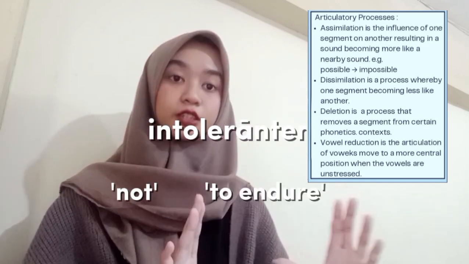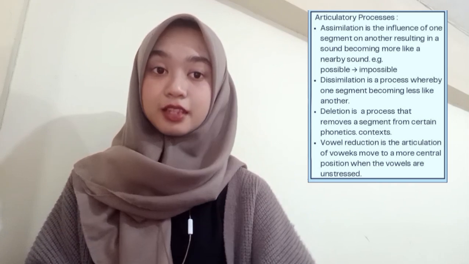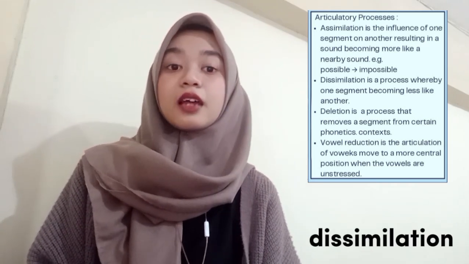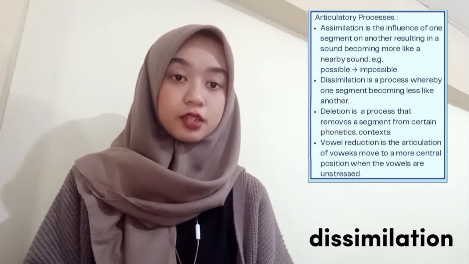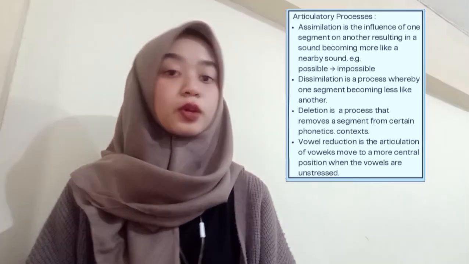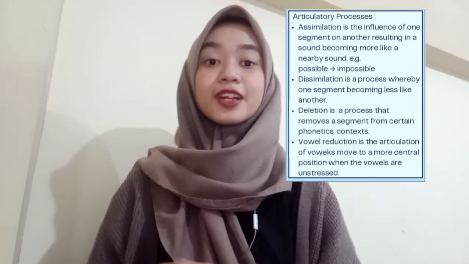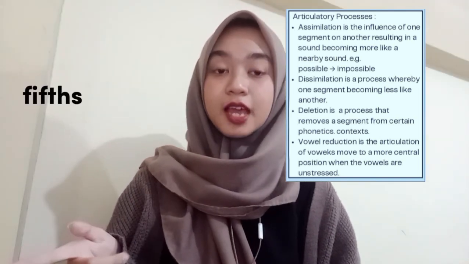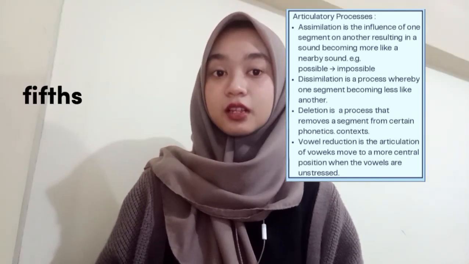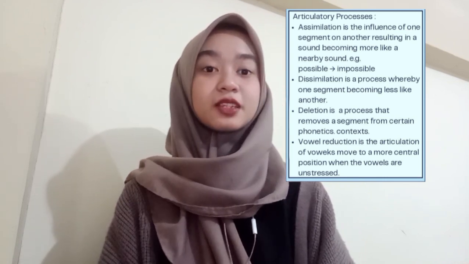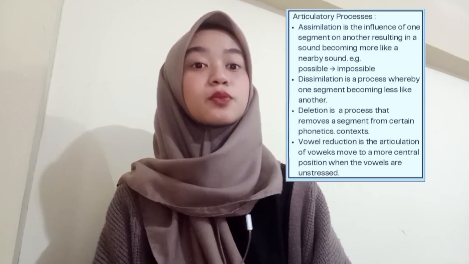The word intolerant originates from the Latin word which means not to injure. Then the second one is dissimilation, where two sounds become less alike in articulatory or acoustic terms. The resulting sequence of sounds is easier to articulate and distinguish. For example, in the word fifth, many speakers dissimilate the final sequence, apparently to break up the sequence of three fricatives with a stop.